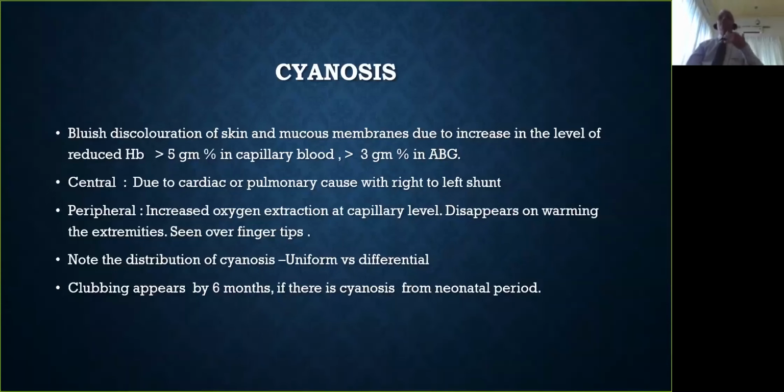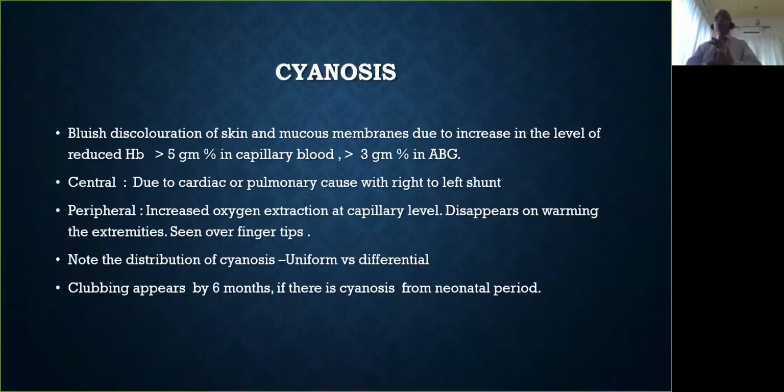You're examining the child. One of the key cardiac findings that you're looking for in a small baby is to see, is the baby cyanotic or not? Cyanosis, clinically, you would define as a bluish discoloration of the skin and mucous membranes due to an increase in the level of deoxyhemoglobin. It should be more than 5 grams in the capillary blood or more than 3 grams in an arterial sample if cyanosis is to occur.